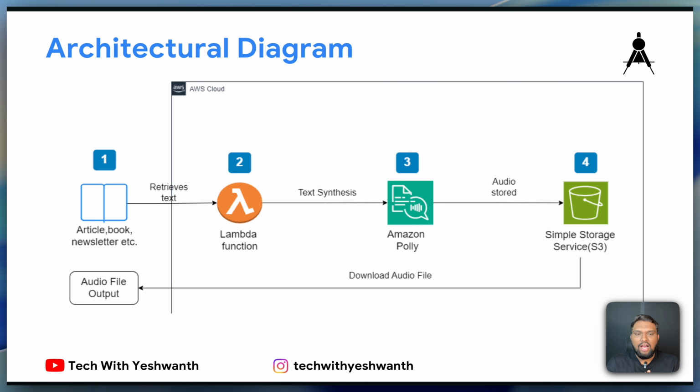Now let us dig more into the architecture side. There are 4 steps here. If you observe carefully, firstly, you will choose the suitable book, article, newsletter, etc. and the content will be translated from the text to the speech.